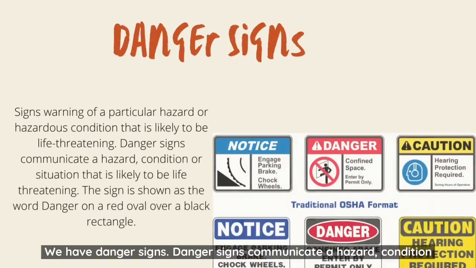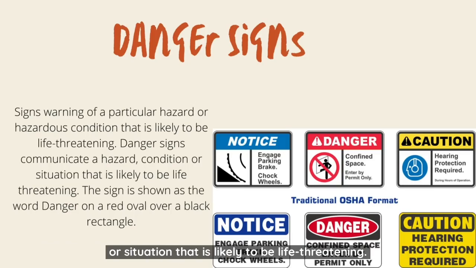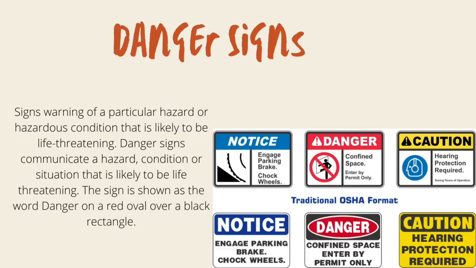As the third one, we have danger signs. Danger signs communicate a hazard, condition, or situation that is likely to be life-threatening. The sign is shown as the word danger on a red oval over a black rectangle.